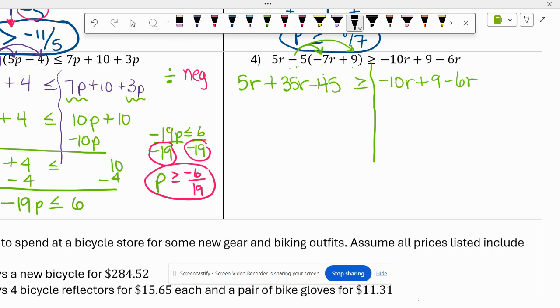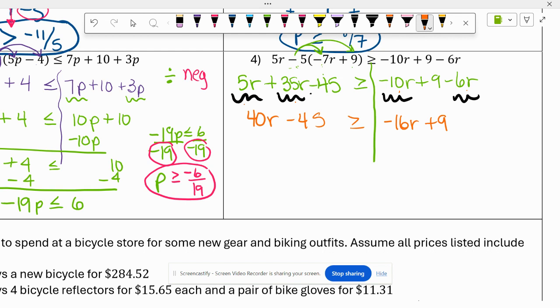All righty. Ashton, what do you want to do? Would you combine like terms first? Yeah, let's do that first. I agree. So we have this on the left side that we can combine and this on the right. So 5r and 35r gives me 40r minus 45, greater than or equal to a negative 10r and a negative 6r is a negative 16r plus 9.